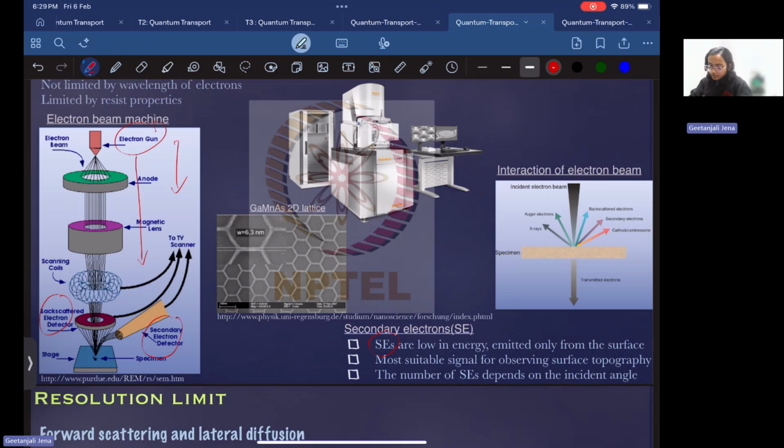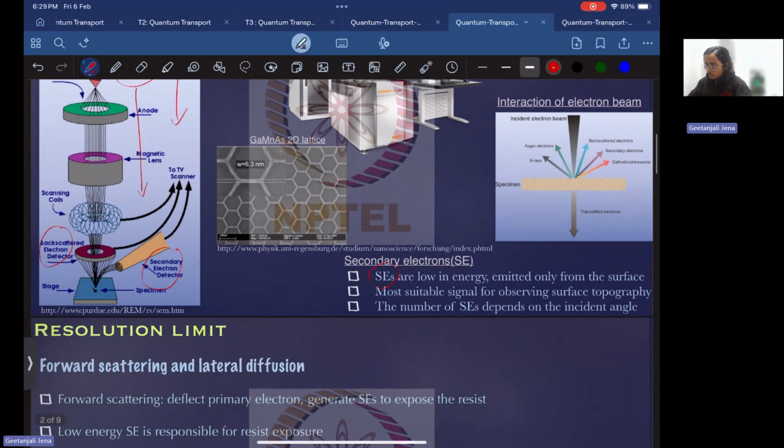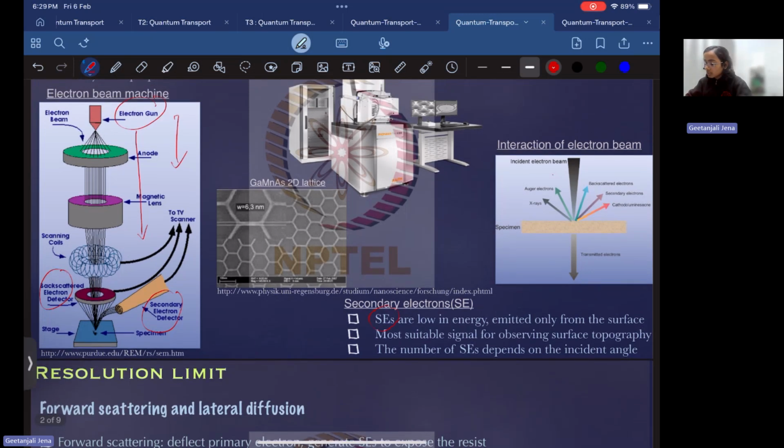So let us see some of the interaction processes that can happen whenever the electron beam hits a specimen. We can have backscatter electrons or secondary electrons. We have Auger electrons, or we can have X-ray emission from the surface. But for our case, we are more interested in what is happening to the secondary electrons and backscatter electrons.